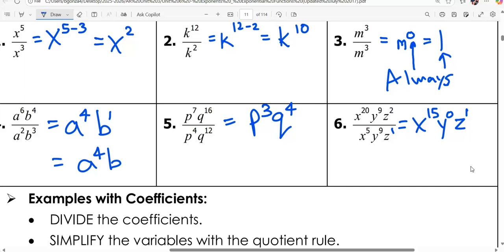Now, when it's y to the 0, what does to the 0 always mean? You didn't want to write it down, but what does it always mean? 1. So that means x to the 15 times 1. And z to the 1 power is just usually written as z. So when you multiply by 1, it's usually gone. It's not there, right?